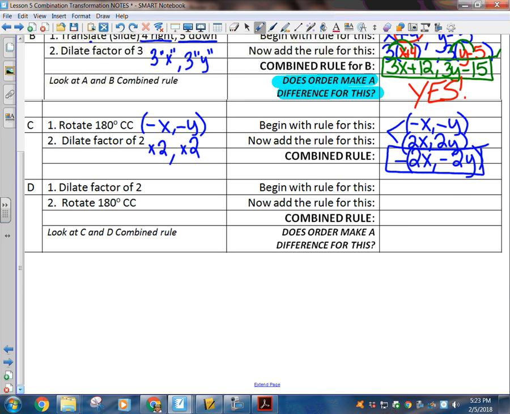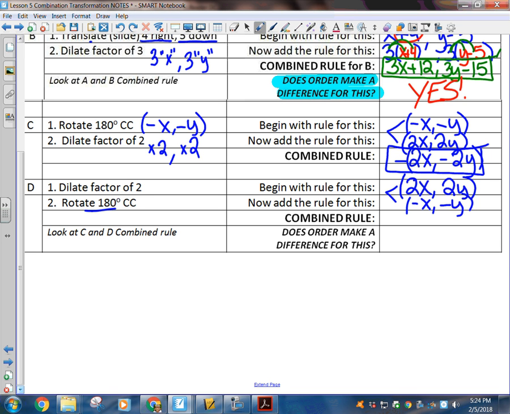Okay, let's do part D. Dilate by a factor of 2. This time we're going to do that first. So I'm going to do 2 times every x, 2 times every y. Then it says add the rule for this. Okay, remember, rotate 180. We just did that one up there. It's opposite of every x and opposite of every y. I'm doing the same thing in part D that I just did in part C, only I'm doing it in opposite order. So I still have to try to blend or combine the two rules together.